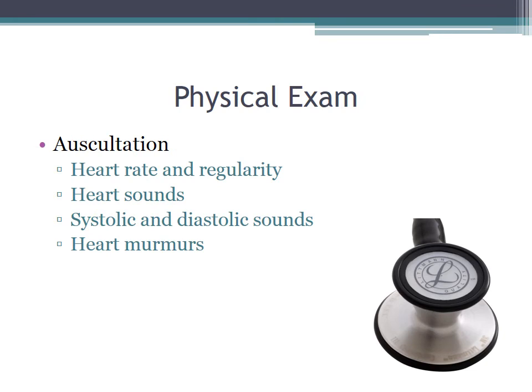So now we're going to turn to auscultation. We're going to talk about the heart rate and regularity, heart sounds, systolic and diastolic sounds, and heart murmurs. So, whereas the bell-type chest piece is better suited for detecting low-frequency sounds, the diaphragm selectively picks up high-frequency sounds. So we need to use both the bell and the diaphragm in our cardiac exams.